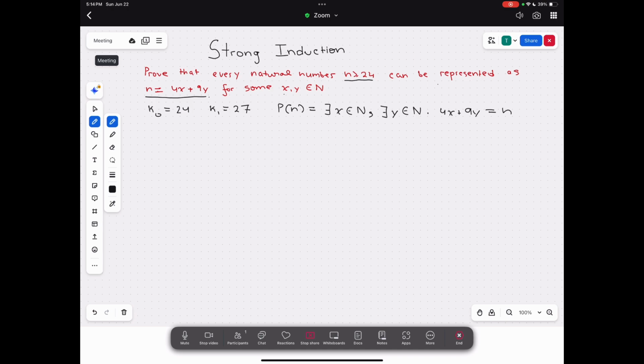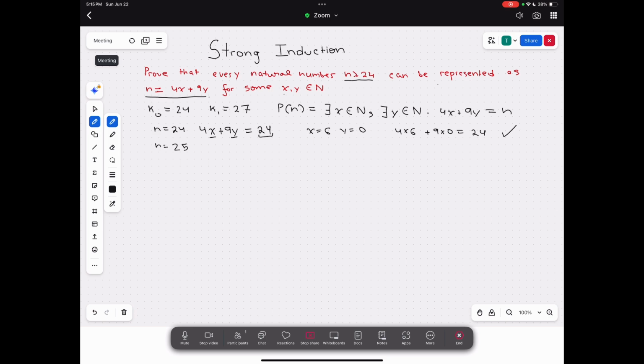So now let's prove and establish our four base cases. So we have n is equal to 24. When n is 24, 4x plus 9y should be equal to 24, and we have to find a combination of x and y that gives this value such that x and y are natural numbers. Setting x equal to 6 and y equal to 0 does this, as 4 times 6 plus 9 times 0 is equal to 24. So this works, so this base case is satisfied.